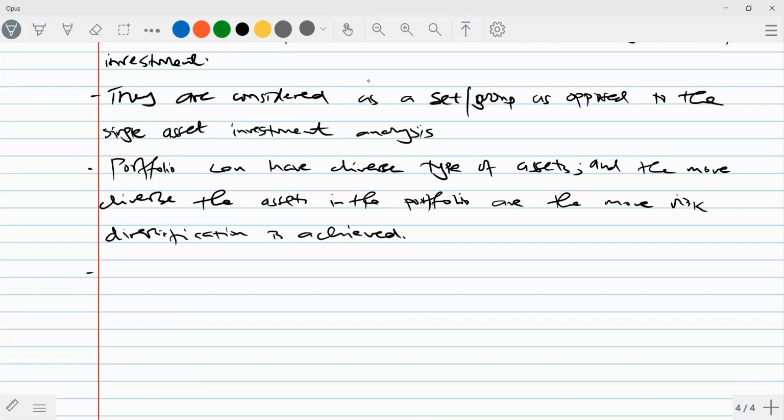On the minimum, of course, we need to have at least two assets. There's no way you can say that you have a portfolio if you only have one asset. On the minimum, you need to have at least two assets in the portfolio. The maximum is unlimited. You can have even 2,000 assets in the portfolio. But the minimum, you need to have at least two assets.